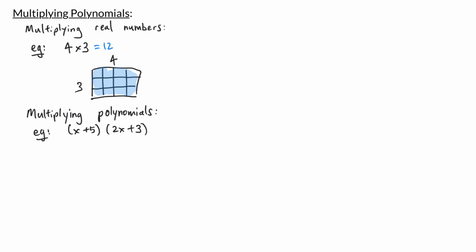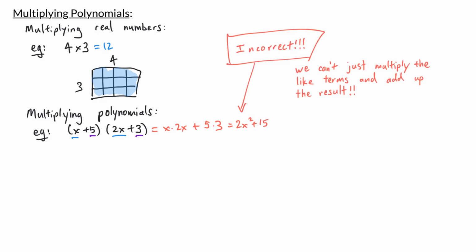In our previous video, we learned about like terms. In these two polynomials that we're multiplying, the x and the 2x are like terms, and the 5 and the 3 are like terms. Now, it's tempting to just multiply the like terms and add up the result, but that would be incorrect, and that is a common mistake that a lot of people make. They would try to do the x times the 2x plus the 5 times 3. The result here would give us 2x squared plus 15, but again, this is incorrect. We can't just multiply the like terms and add up the results. Let's try to understand why.